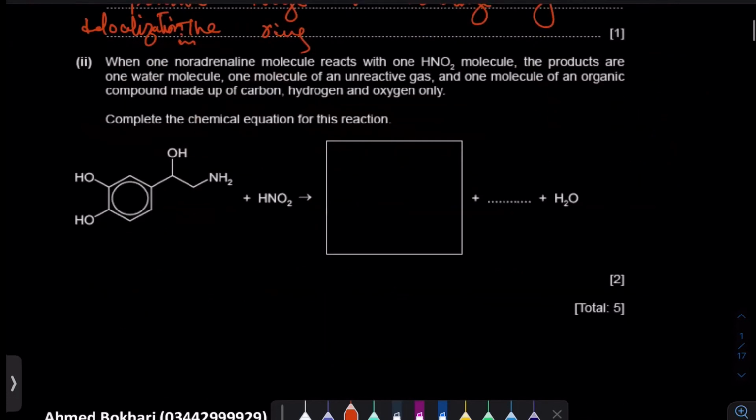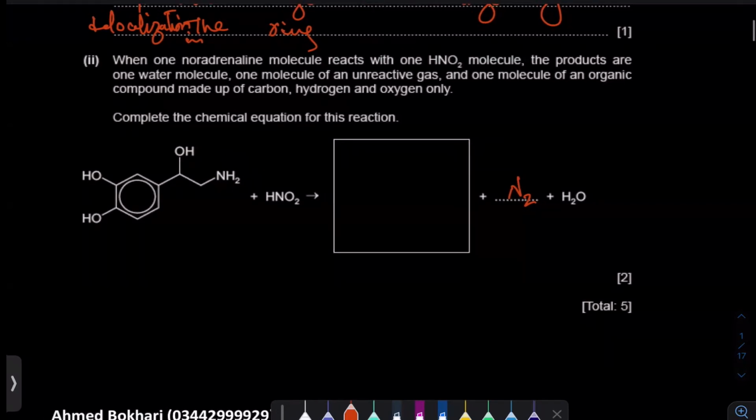Okay, when one of this molecule reacts with one HNO2 molecule, the products are one water molecule and one molecule of unreactive gas. Unreactive gas to फिर nitrogen होगी, and one molecule of organic compound made of carbon, hydrogen, oxygen only. अच्छा, तो basically हो क्या रहा है? वो इसको हाइड्रोक्साइड यहाँ पे NH2 की जगह पे आ जाएगा. OH माइनस यहाँ पे सब्स्टिट्यूट करेगा. So you're going to get water, you're going to get nitrogen, you're going to get OH here, this one. So everything else stays as it is.